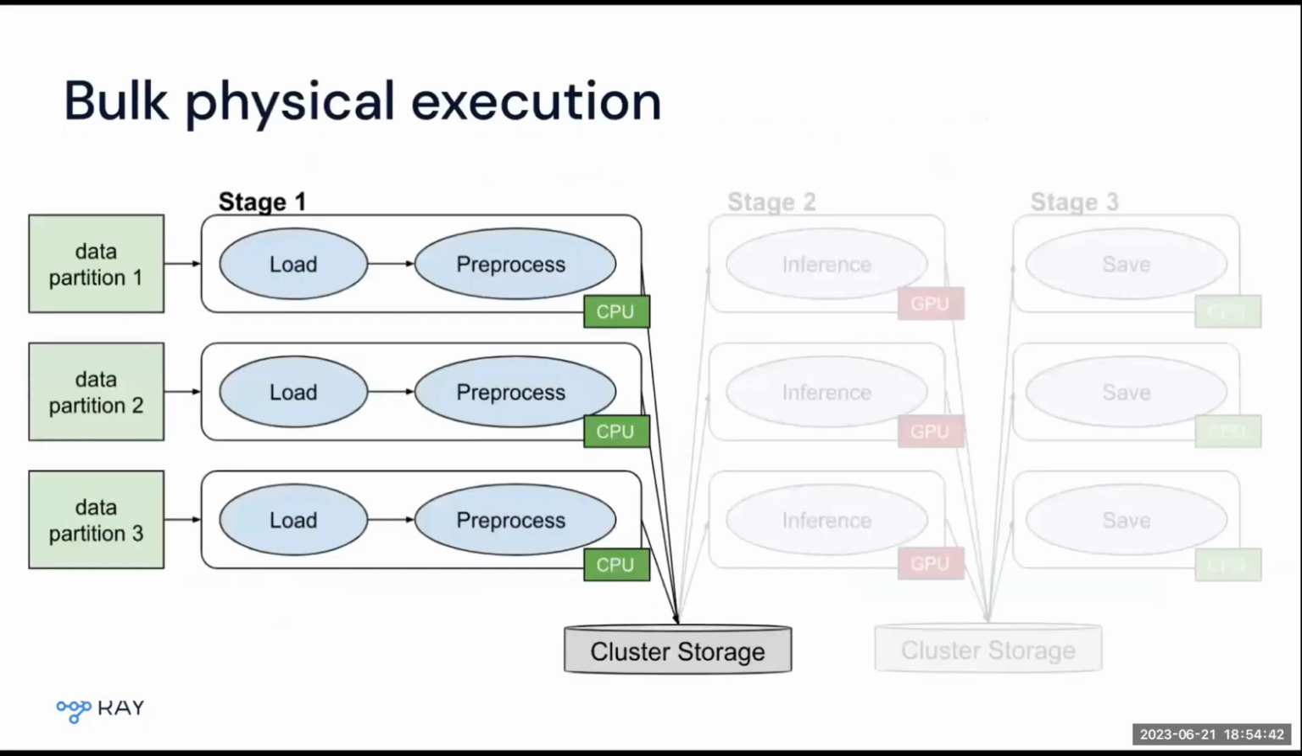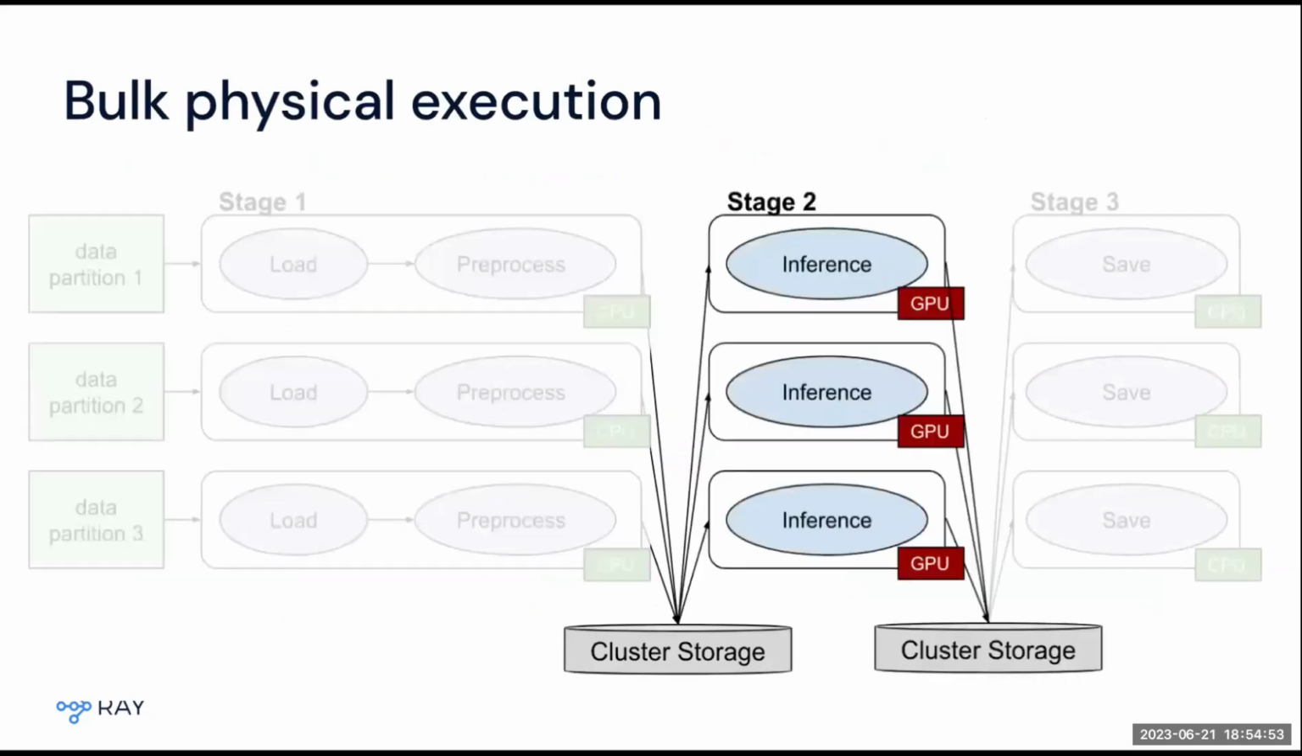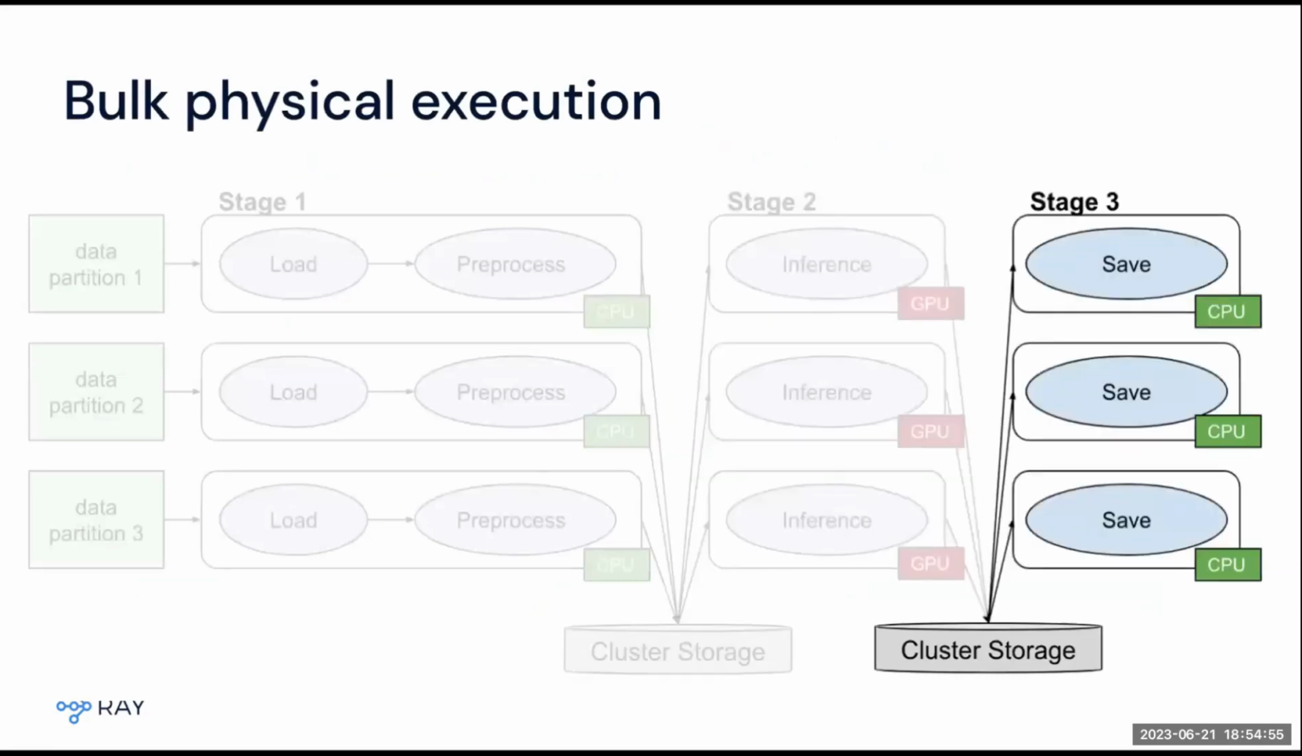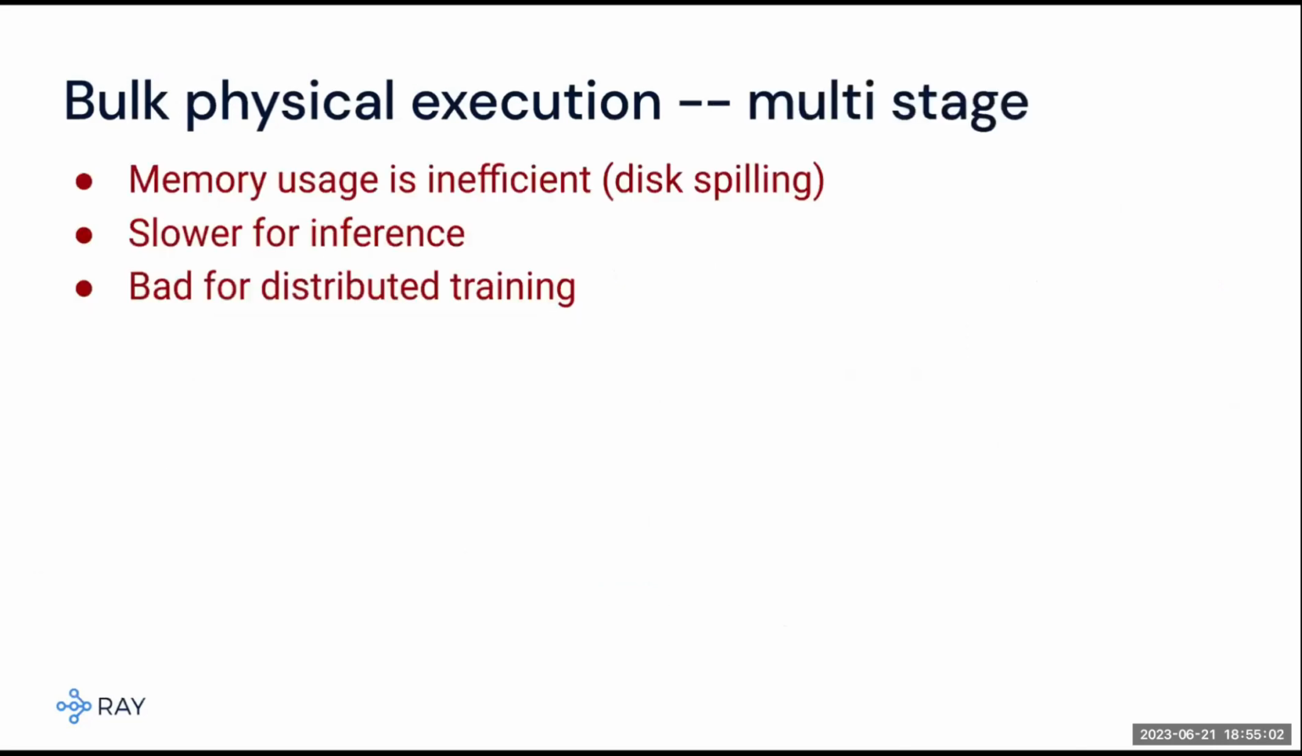Visually, the bulk execution here looks like this. You execute this stage on the data. Now we have intermediate data, so it could be spilled to disk in the cluster. The second stage reads that data back and writes it to cluster storage, and the third stage would read that data back before writing to wherever it's going. So as you see, there's writing to storage and spilling, which can slow down inference. This is the main reason why Spark was slower for this workload before, and of course, it's not great for training.